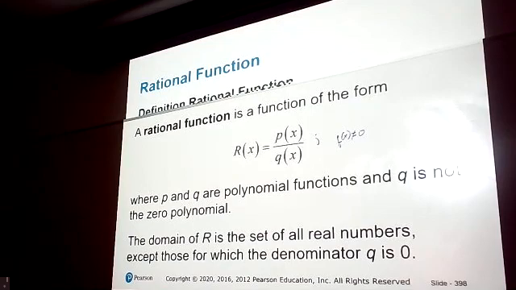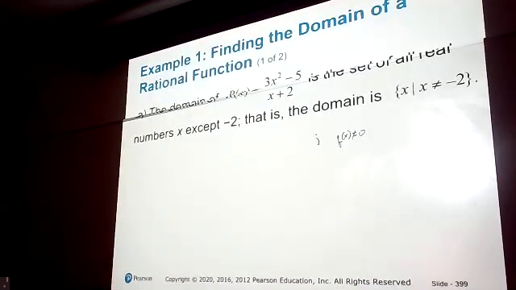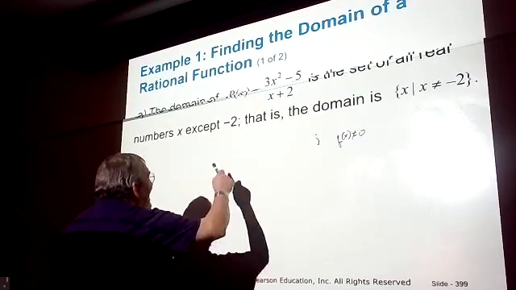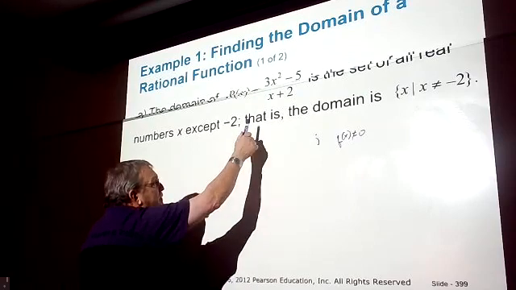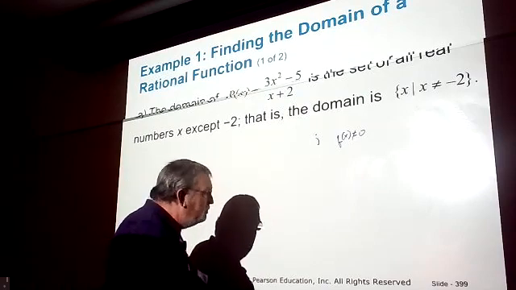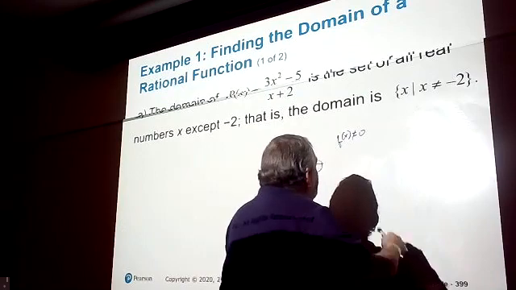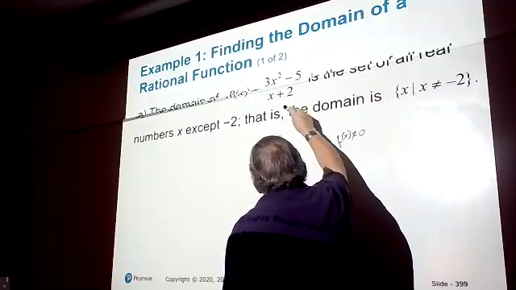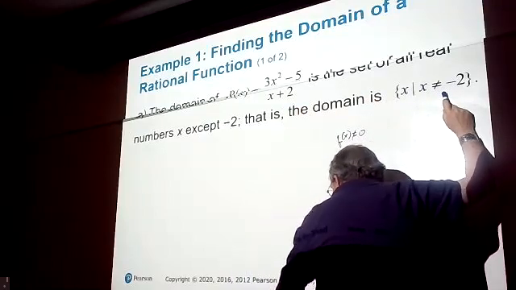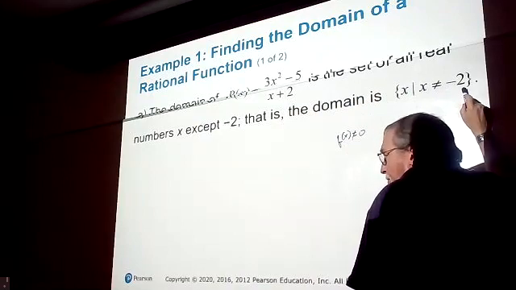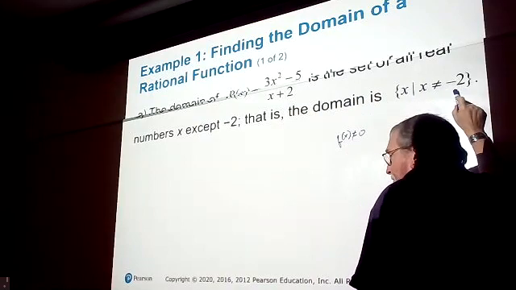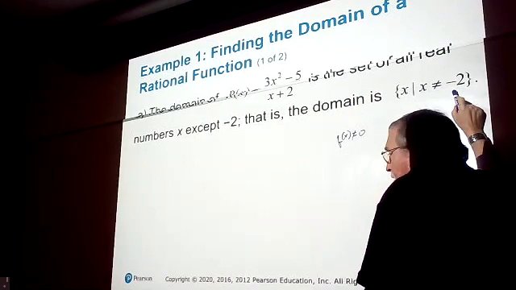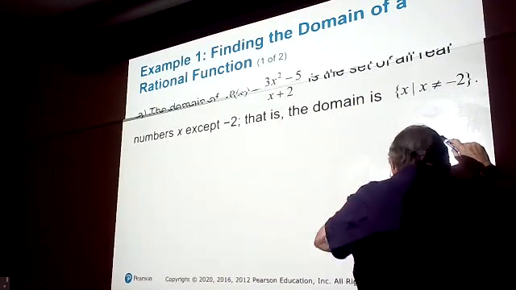The domain of R is the set of real numbers where the denominator is not 0. Okay, we already discussed that. So the domain here is where x plus 2 is not 0. x plus 2 is not 0 when x is not -2. -2 makes x plus 2 equal to 0. So I want to eliminate -2 from being put in there. So I say x cannot equal -2. It's all real numbers such that x is not -2. So it's any real number other than -2.